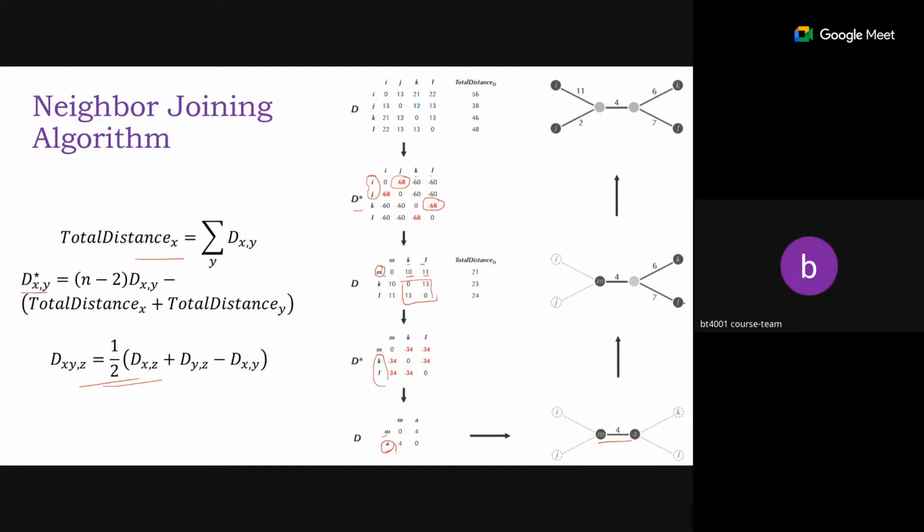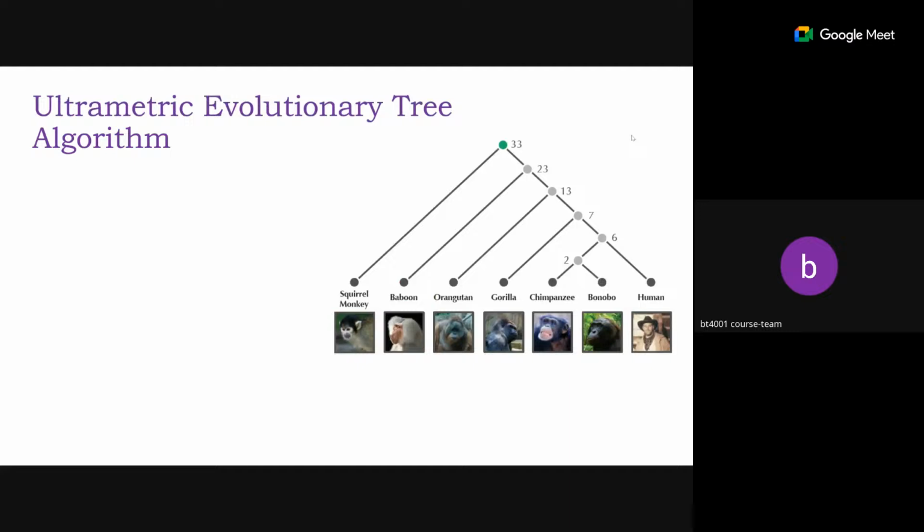Okay, and whatever was the distance from K to M was 10 here, so we subtract this 4 from 10, and we get 6, so the limb length of K will be 6. Okay, and we repeat this. So this was the neighbor joining algorithm.